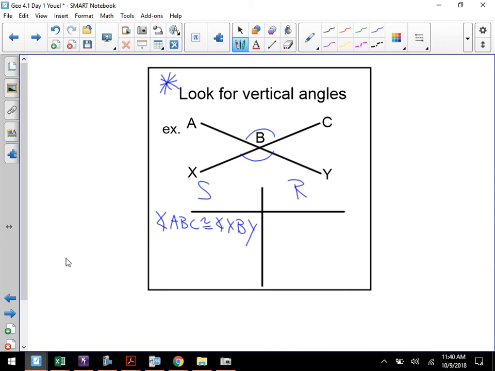So one of the things that you can always take from a diagram is that you can always say that vertical angles are congruent. So if I knew nothing else about this diagram, but I needed something to say in a proof, I could say that angle ABC is congruent to XBY, and the reason being vertical angles are congruent. That's all you'd have to write.